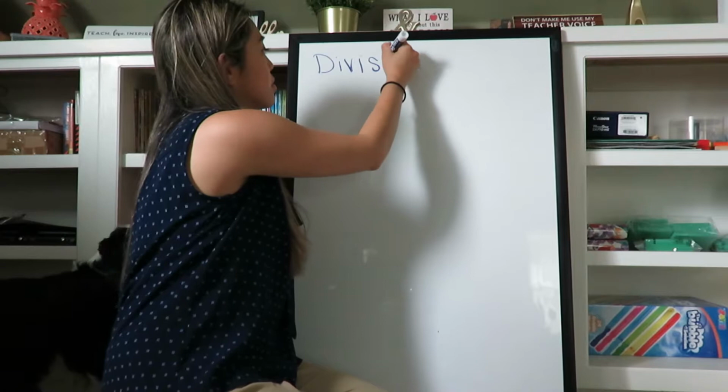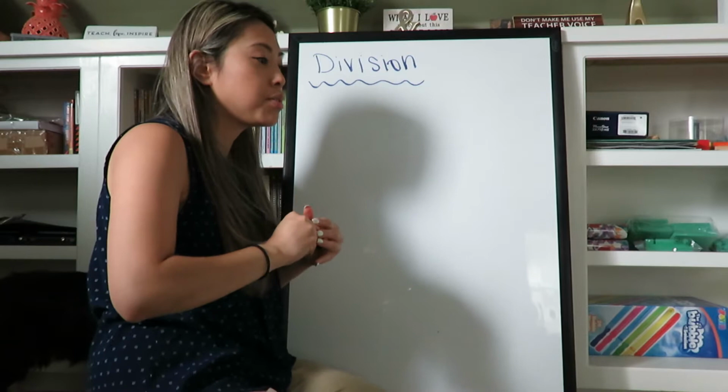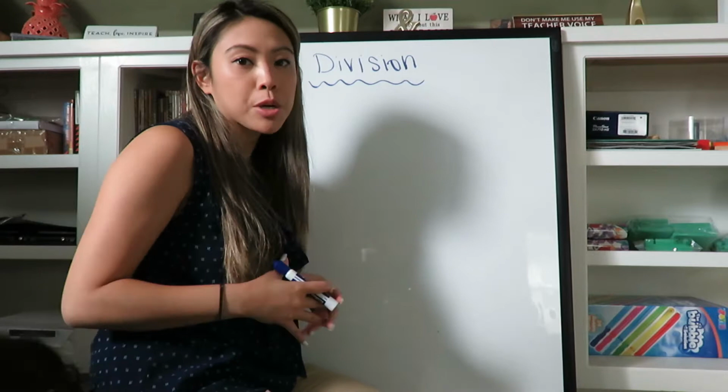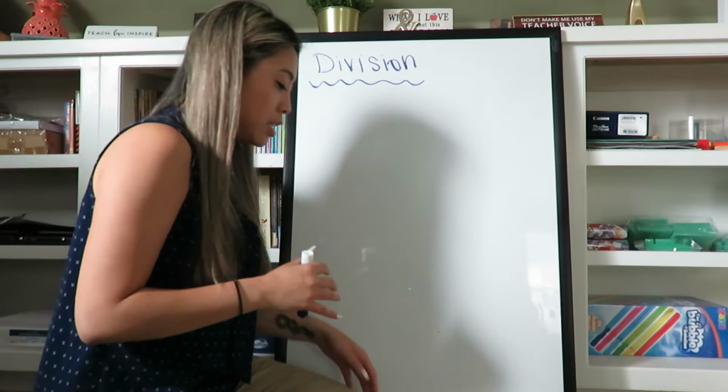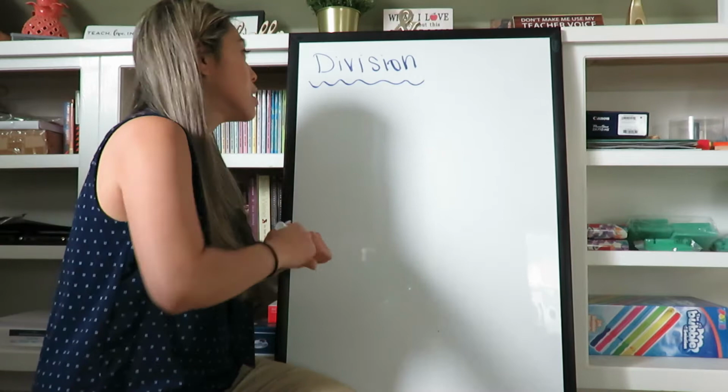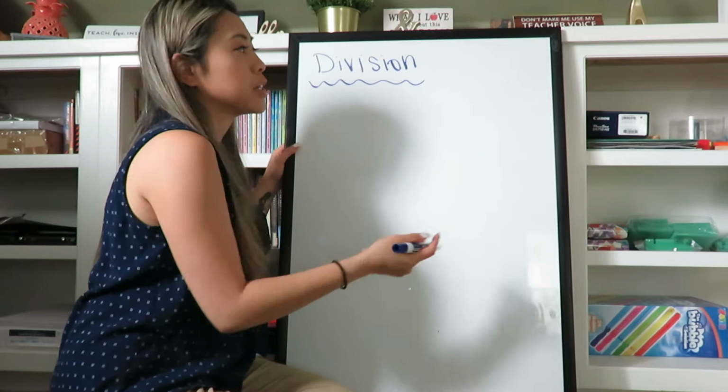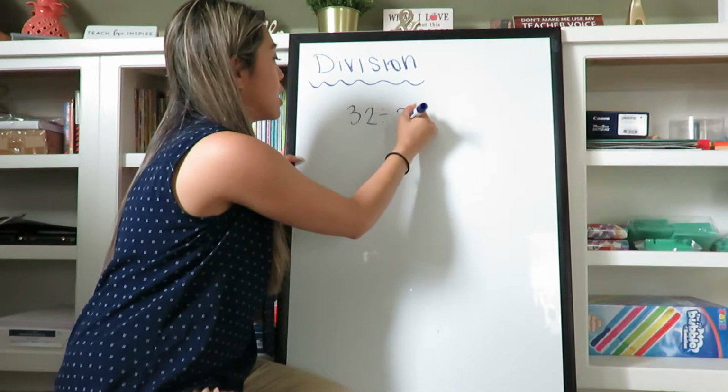Division is when you have a total amount of something. So it could be I have 20 marbles or I have 30 pencils. You have a total amount of something and you're dividing it into equal groups. When you get into the upper grades, it will no longer be equal groups, but in third grade this is where we introduce it. So let me show you an example. Let's do 32 divided by 8.